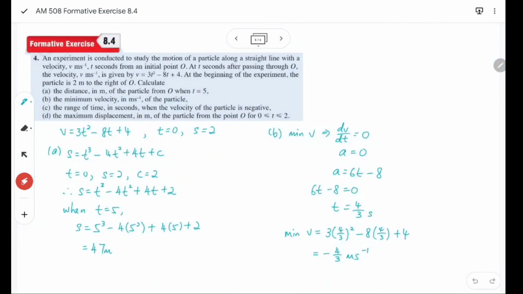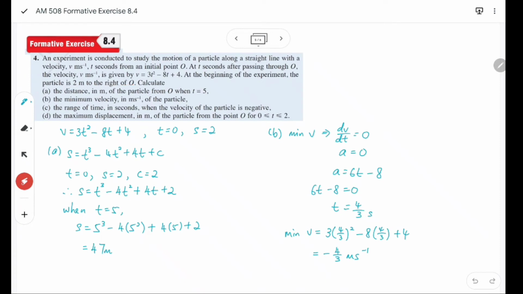Question number 4. An experiment is conducted to study the motion of a particle along a straight line with the velocity v meter per second, t seconds from an initial point O. At t seconds after passing through point O, the velocity v meter per second is given by v equals 3t squared minus 8t plus 4. At the beginning of the experiment, the particle is 2 meters to the right of O.